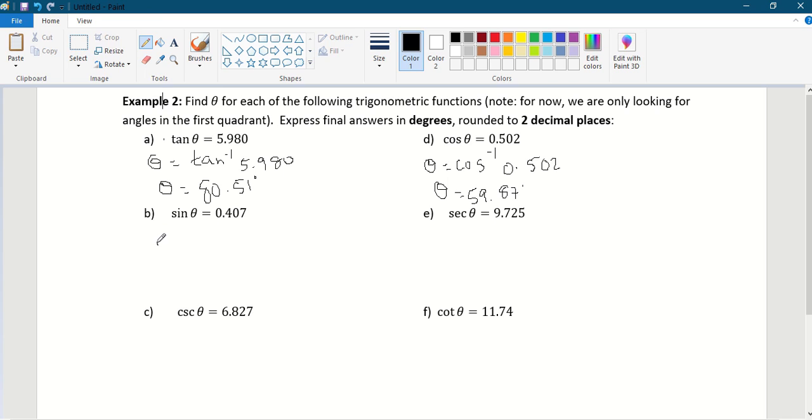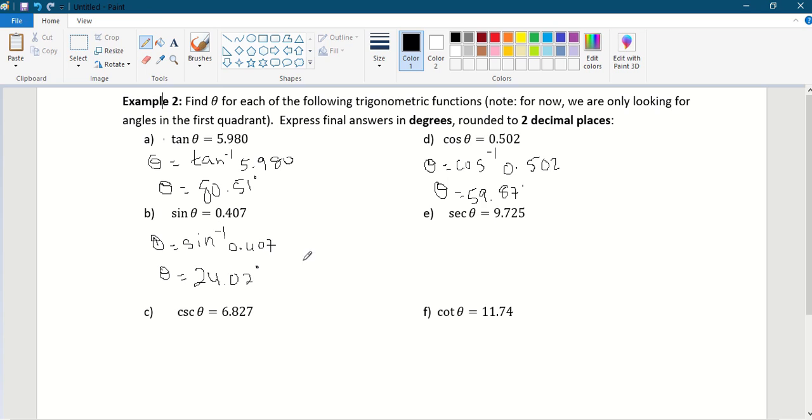For the next one, we are given sine theta equals 0.407. So we will say theta is sine inverse 0.407. We get 24.02 degrees.